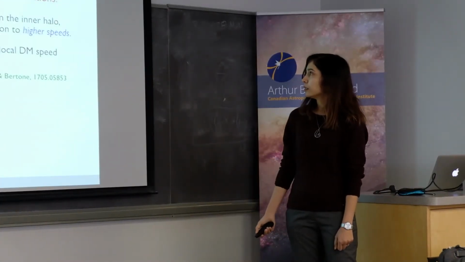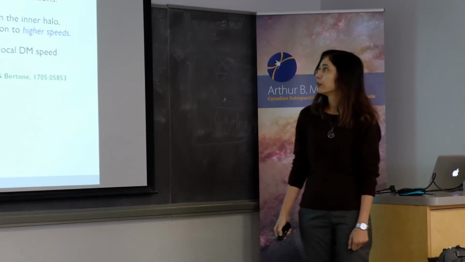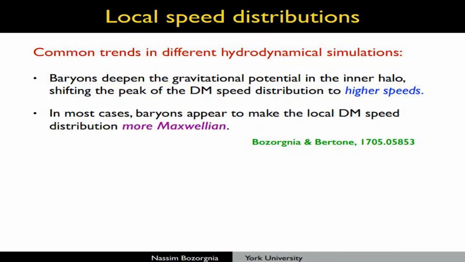And we also find from the simulations that I showed you that there are some common trends that we wanted to see if we can obtain. One is that baryons always deepen the gravitational potential in the inner halo, and we always see that they shift the peak of the dark matter distribution to higher speeds. And in most cases, baryons also appear to make the local dark matter distribution more Maxwellian.